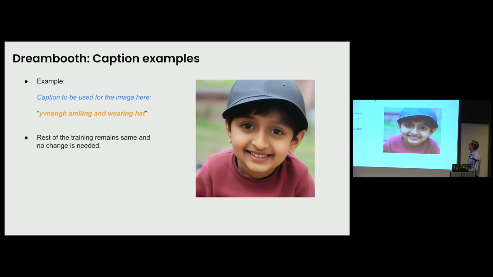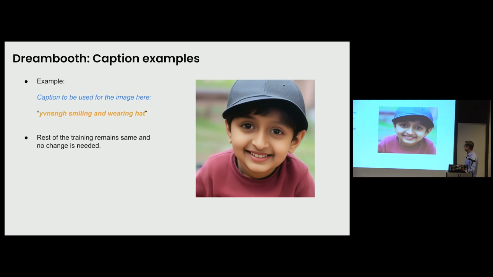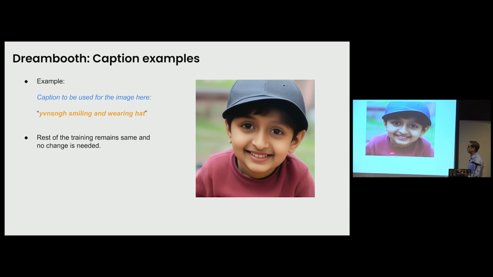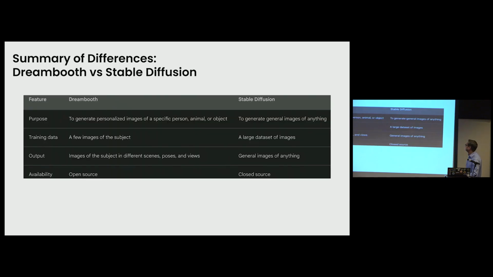Okay, so this is a good example. You will say particular token, smiling and wearing hat. Right? So it will know the main person is this. He is smiling, and that activity of smiling is not the inherent part of the kid, but it should be. Why not? And there is a hat, right? So that's how you create the label.